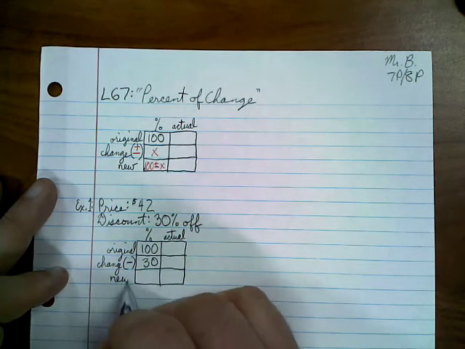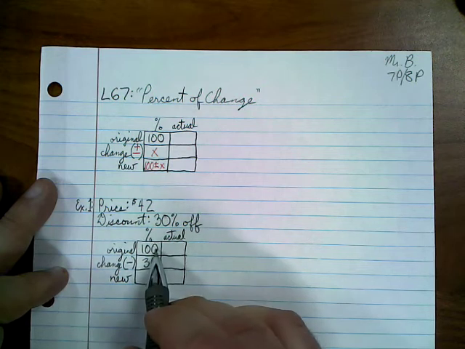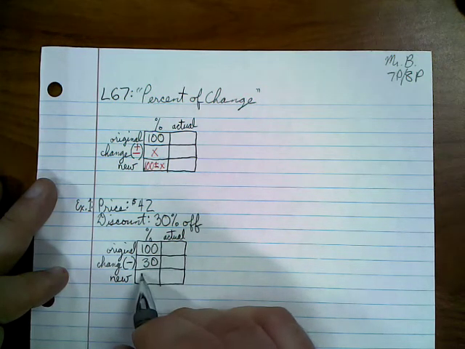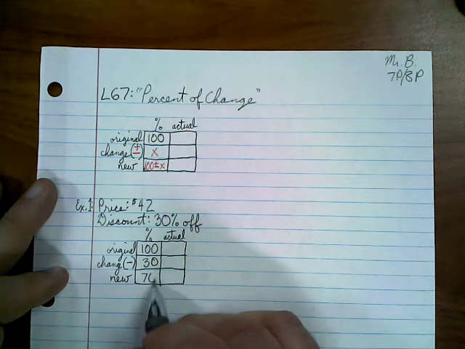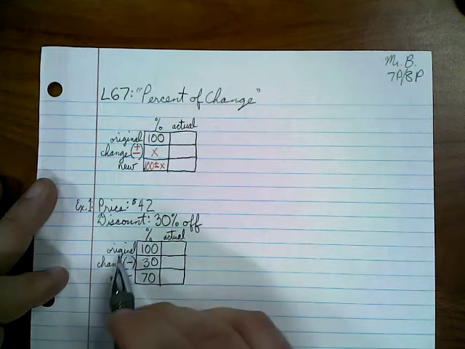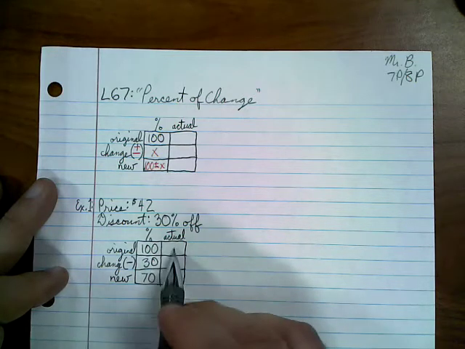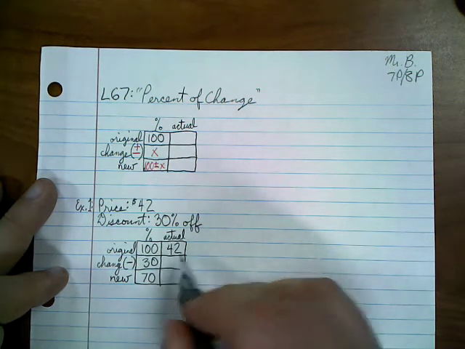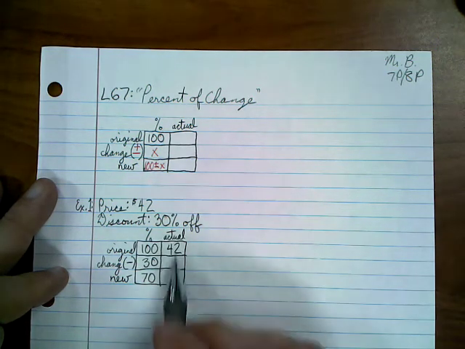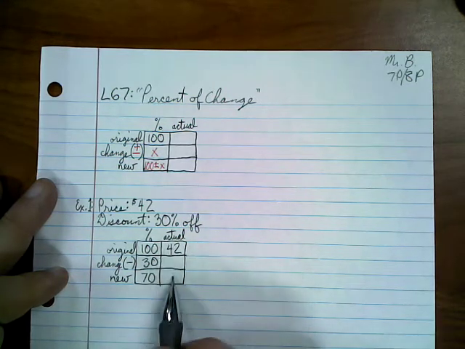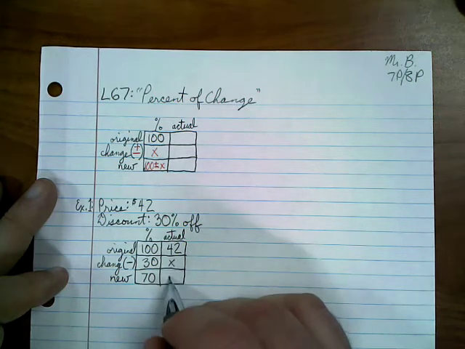So then my new, well, if it's 100% to begin with, and we take off 30%, that means that we're going to be left with 100 minus 30, which is 70. Now, the original price, the actual original price, was $42. So I'm going to put in my 42 here. The problem does not tell me how much it changed. It does not tell me how much the new price is. So I'm going to use X and Y here.